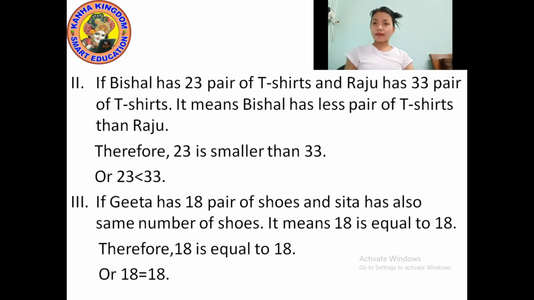Between the two 18s, I write a symbol that says it is equal to. That is called the equal to sign. This is the symbol of equal to. We read this as 18 equal to 18. So if Geeta has 18 pair of shoes and Sita has also the same number, it means 18 is equal to 18, right? So, see the symbol of equals to.